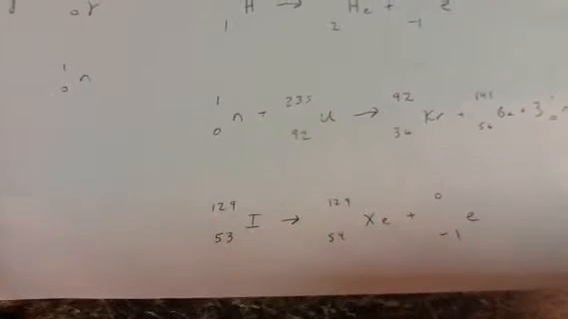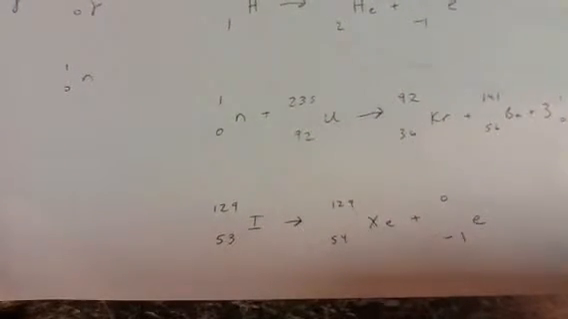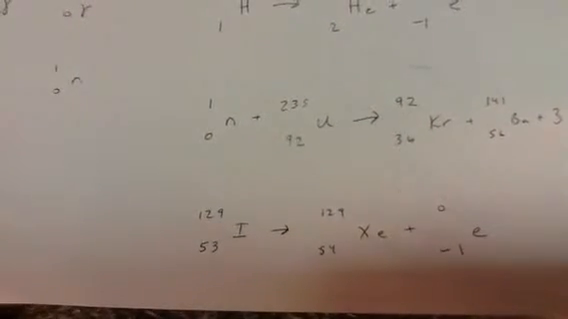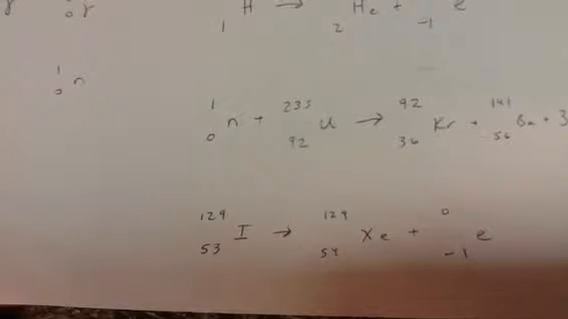For the last example I have here for you, 129 over 53 iodine equals 129 over 54 Xe plus 0 over minus 1 e. And again, the top number, the number of protons and neutrons, the mass number, is 129 on both sides. And if we take 54 plus a minus 1 equals 53, so the atomic number is the same on both sides. That is how nuclear equations work.